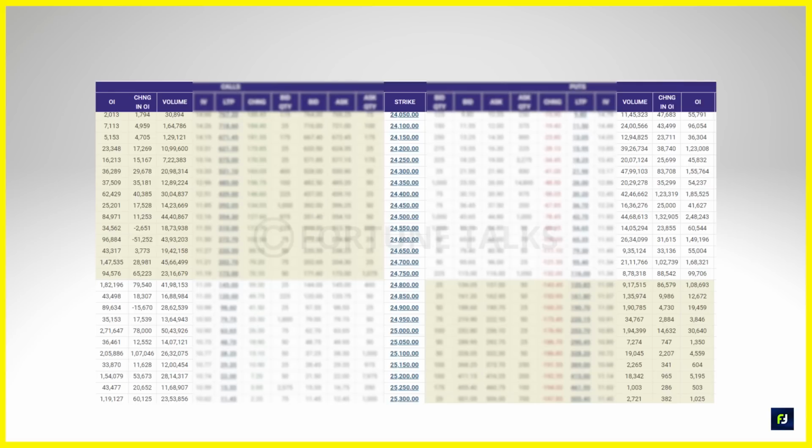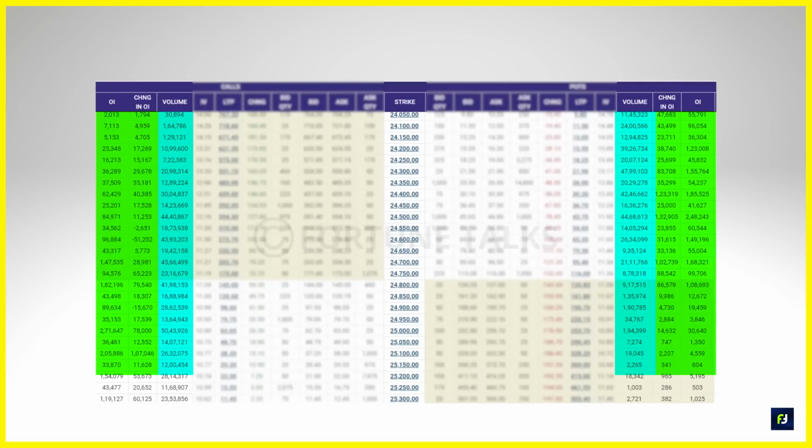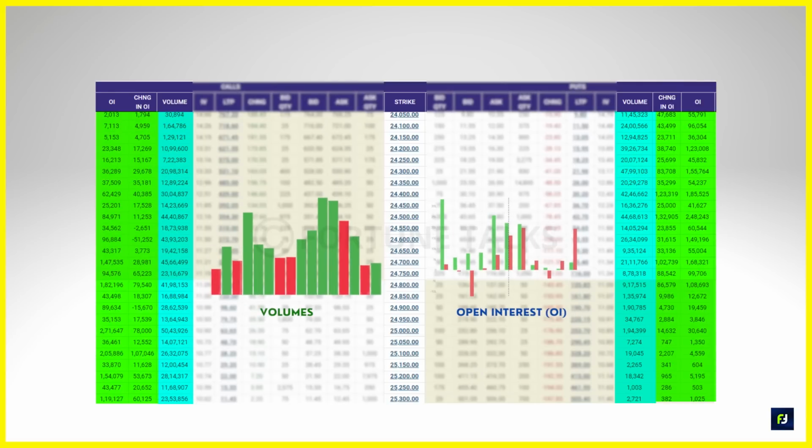Now, let us understand the other two liquidity indicators, namely volume and open interest. Volume and open interest are two different concepts, yet they are very closely related to each other. You must already be familiar with what volume is with respect to stocks. But here, we will talk about volumes with respect to options.